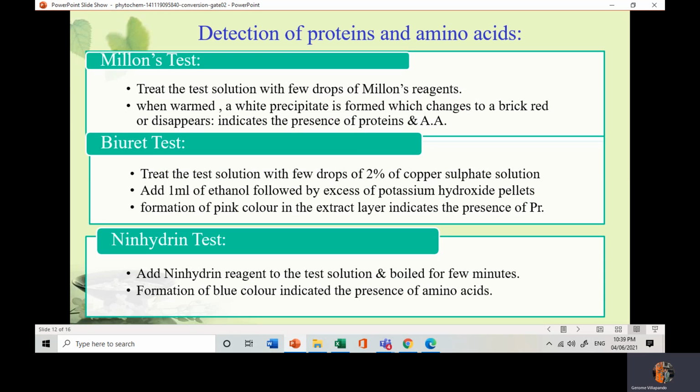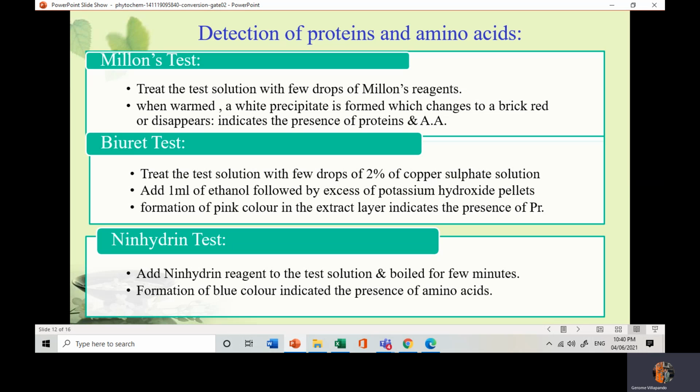Detection of proteins and amino acids. Millon's test. A white precipitate is formed which changes to brick red or disappears, indicating the presence of proteins and amino acids. Biuret test. Formation of pink color in the external layer indicates the presence of protein. Ninhydrin test. Formation of blue color indicates the presence of amino acid.